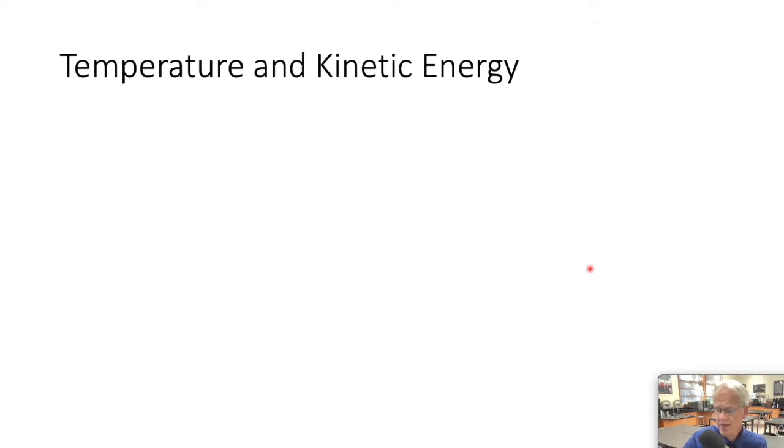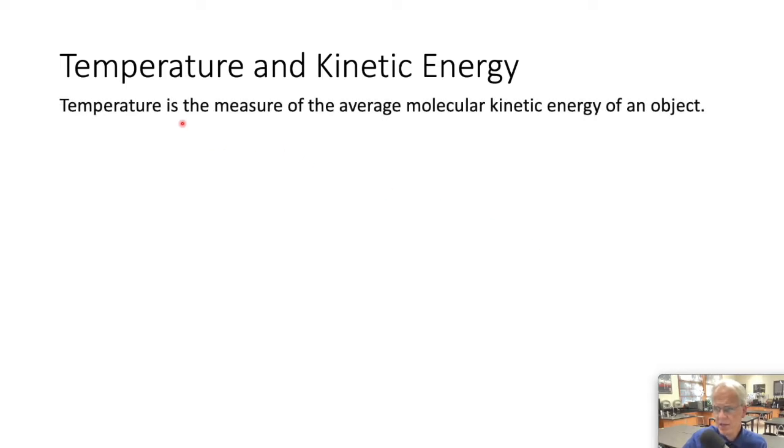We've defined temperature already in terms of thermal equilibrium, but we can also say this, that temperature is a measure of the average molecular kinetic energy of an object. The higher the temperature, and we'll take a really good close look at this a little bit later, the higher the temperature of an object, the faster the molecules are moving. And we'll really be able to see this in our discussion of ideal gases.